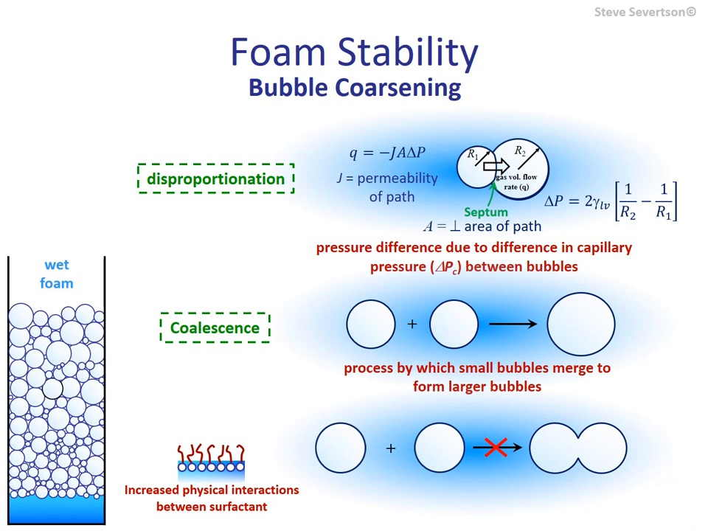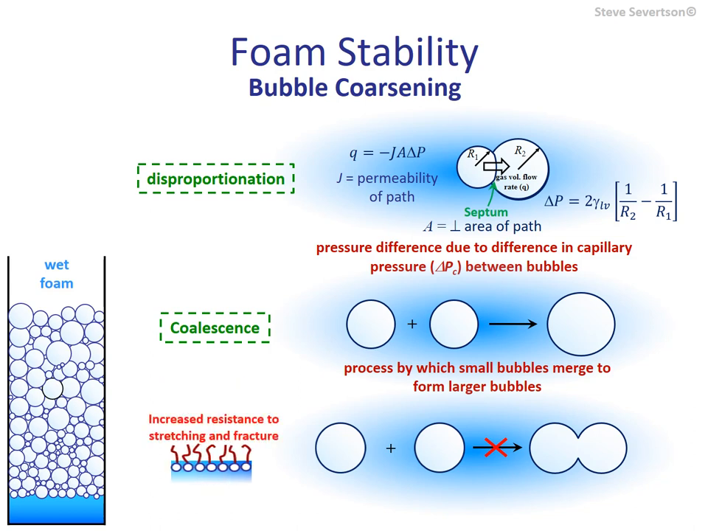A dense surfactant layer at the surface helps inhibit bubble coarsening in a couple of ways. First, it reduces the permeability of gases, which slows disproportioning. Second, it increases surface viscosity, which slows film thinning during bubble interactions. Although increased surface interactions can limit bubble coarsening, it can also diminish stability if interactions are too strong. The Gibbs-Marangoni effect, discussed shortly, best explains this phenomenon.